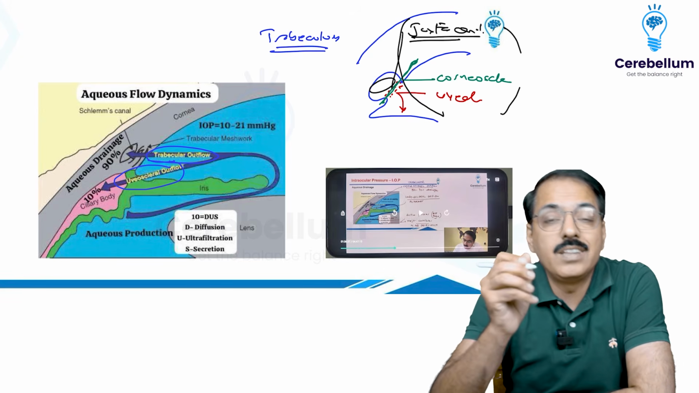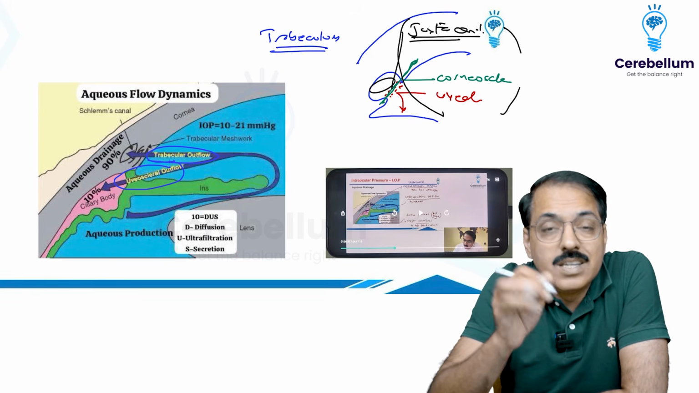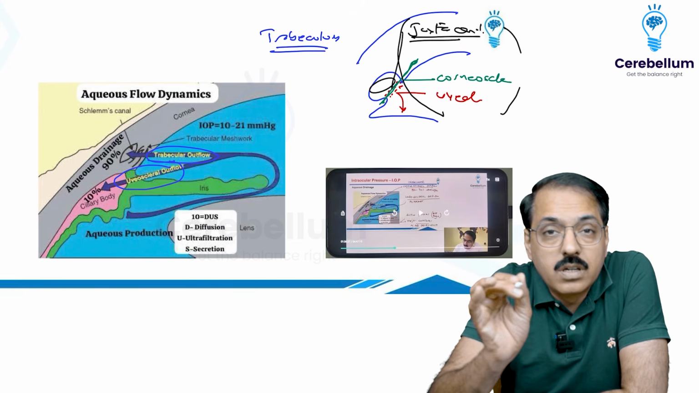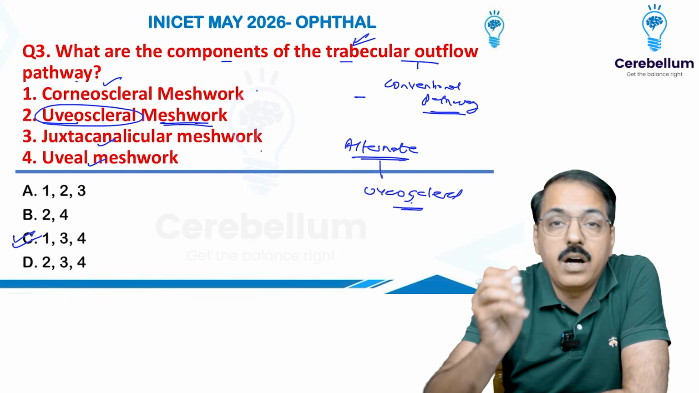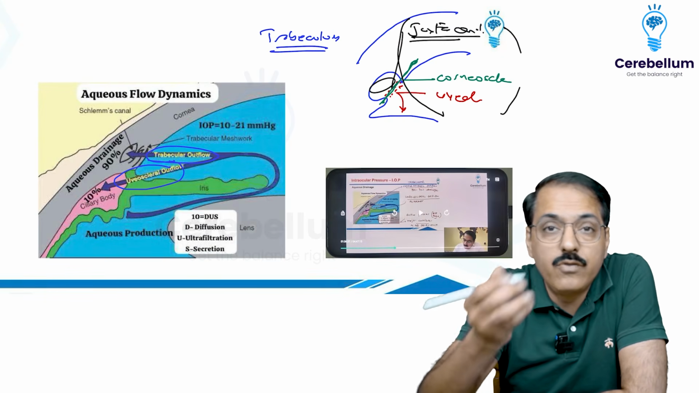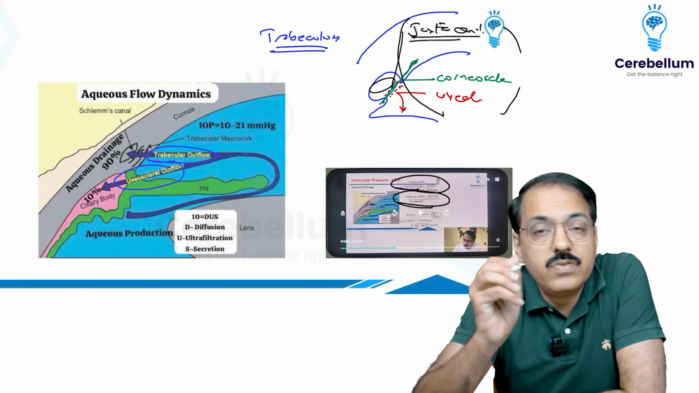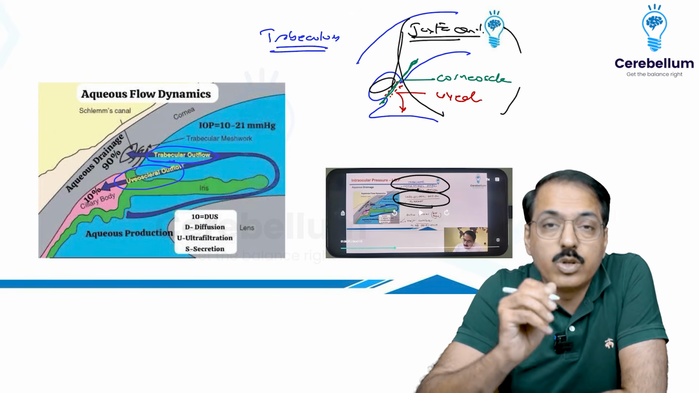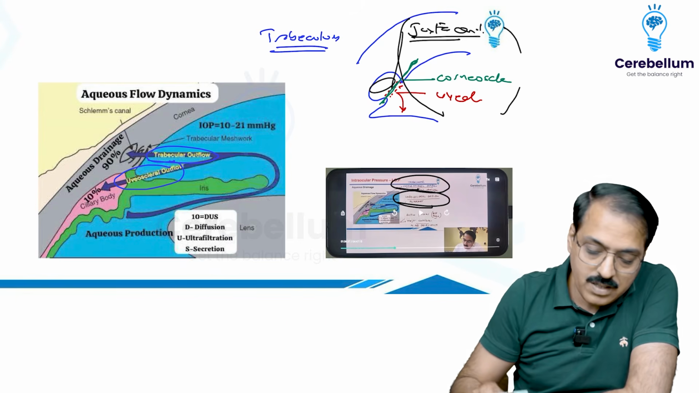Okay, this is something that we have done in the detailed lectures. So these are the parts of the trabecular meshwork. Uveoscleral is definitely not a part of the trabecular outflow. So that is how you could have answered this easily if you remembered that there are two parts. One is the conventional outflow, the other is the uveoscleral outflow. This we have done in the class. So this was also a question which could have been easily answered. These were the questions I asked.